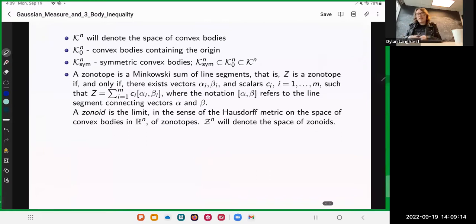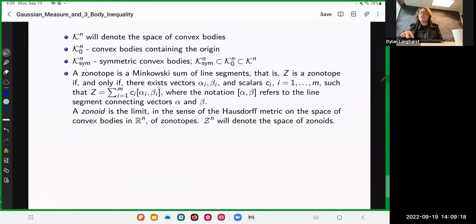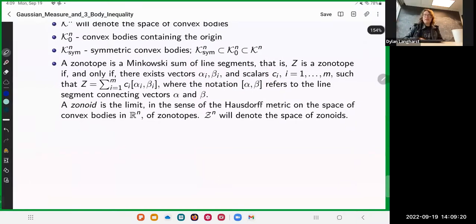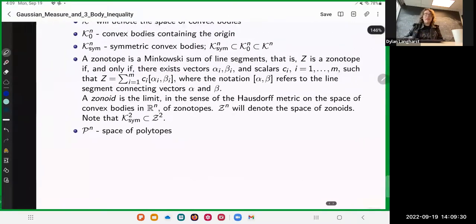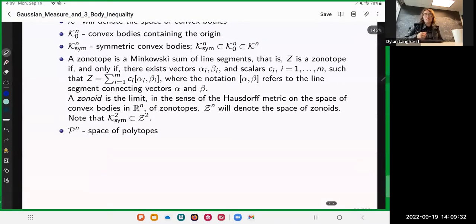And then of course, in the limit, as the number of line segments goes to infinity, you get a zonoid. So a zonoid is the limit of a Minkowski sum of line segments. And fancy Z will denote the space of zonoids. Fancy P will denote the space of polytopes.